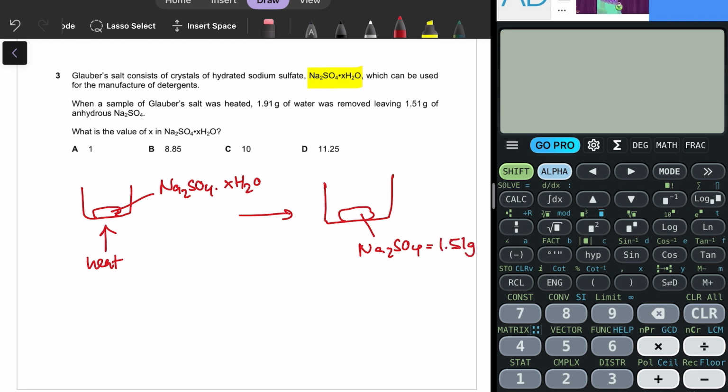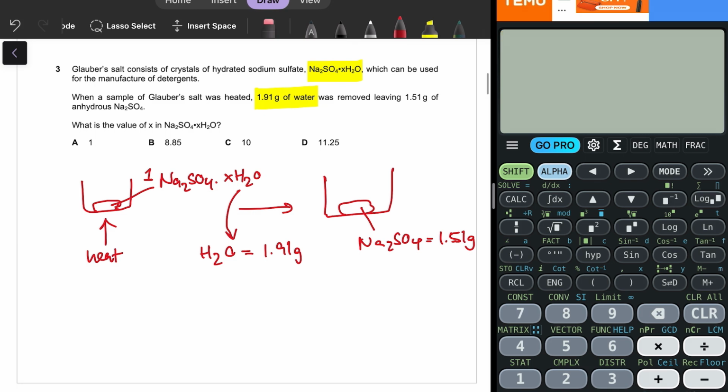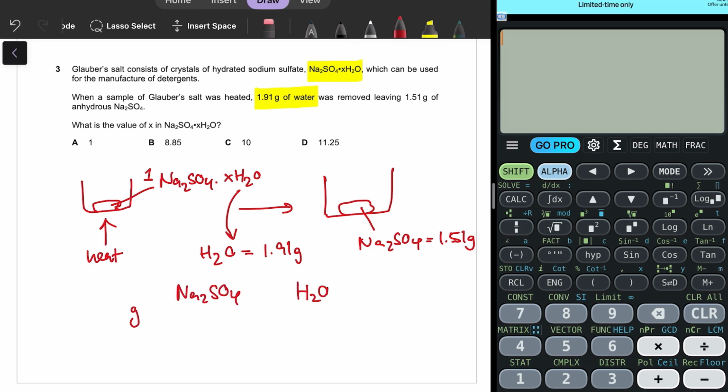When we have water missing, we refer to this as anhydrous. And it says here that 1.91 grams of water was removed. The grams of H2O equaled 1.91 grams. So you can consider for there to be 1 sodium sulfate and X H2O. So it's almost like a molar ratio. First, we're going to find the grams for each.